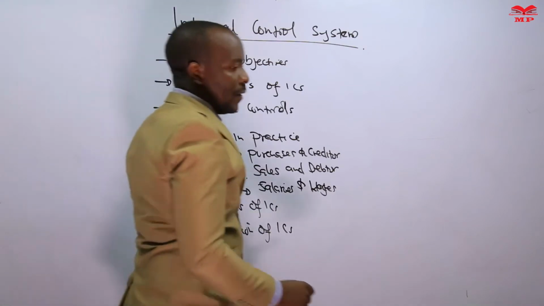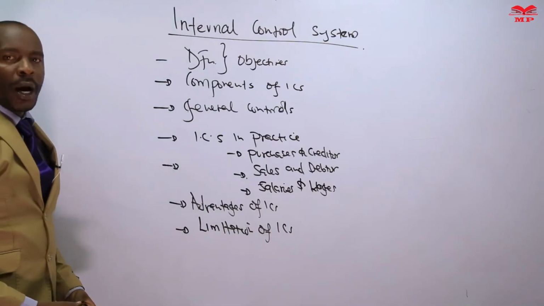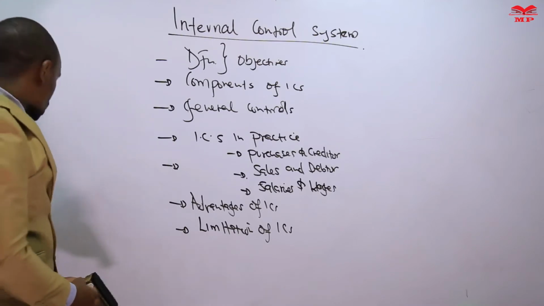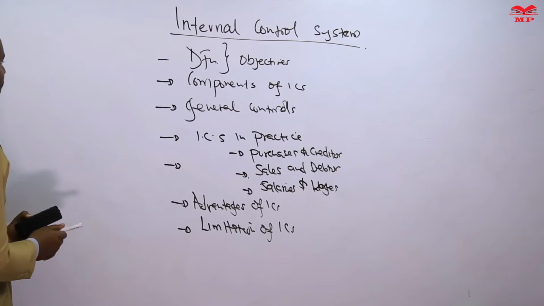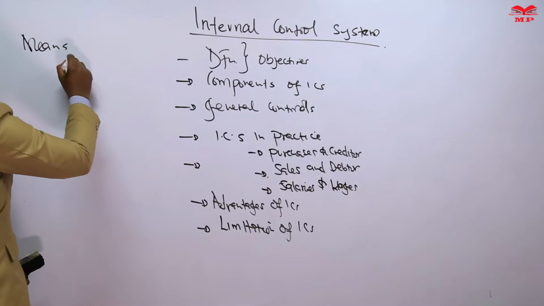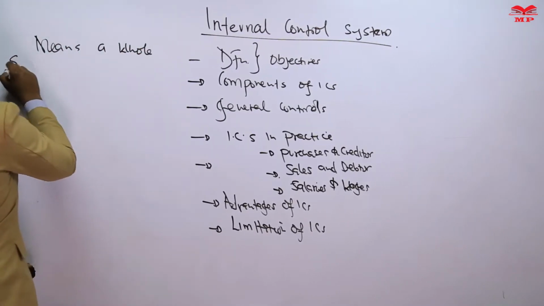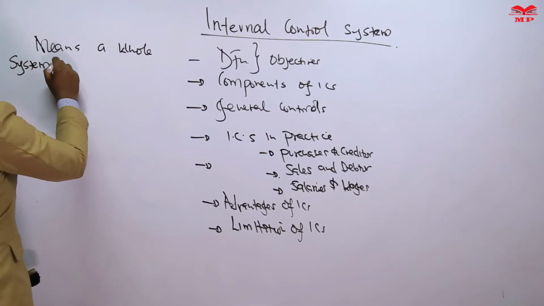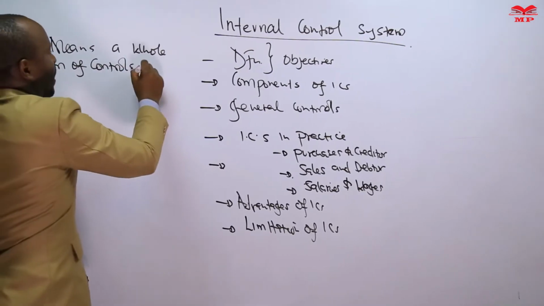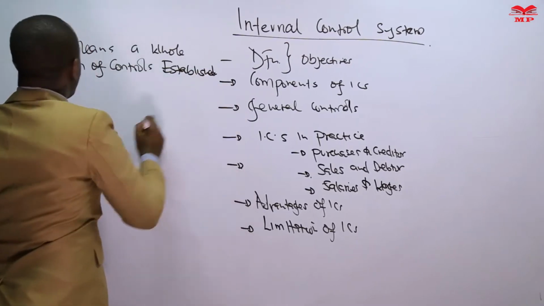Welcome. The definition part of the internal control system is very simple. I'm going to manage the definition together with the objectives so that we can see whether we are able to define the two. Look at these wordings. When I say the definition, we'll say it means a whole system of controls established to ensure.